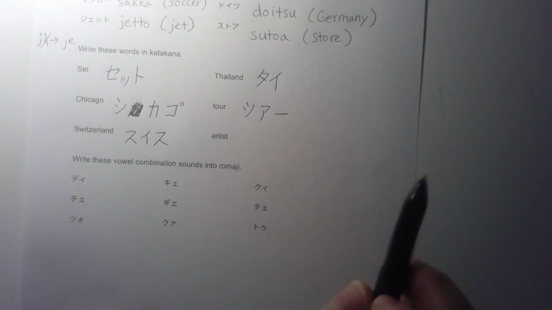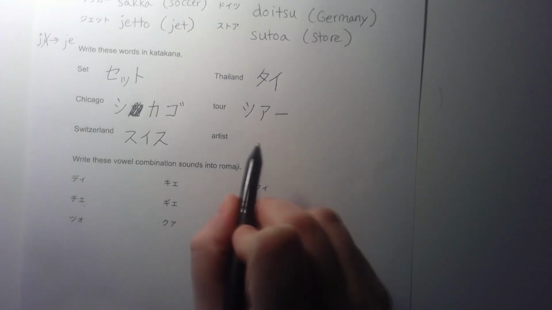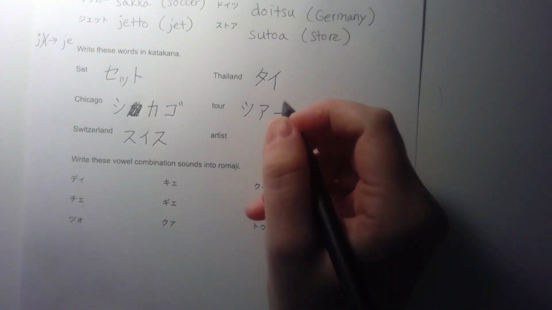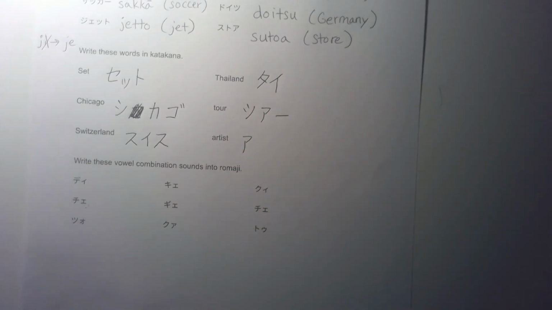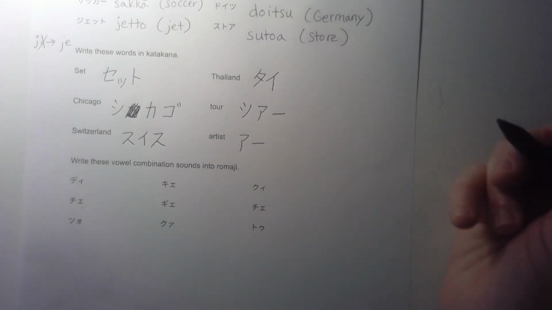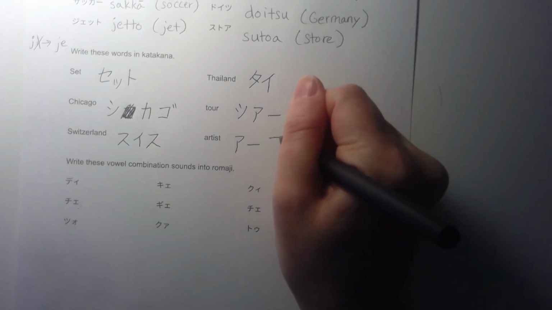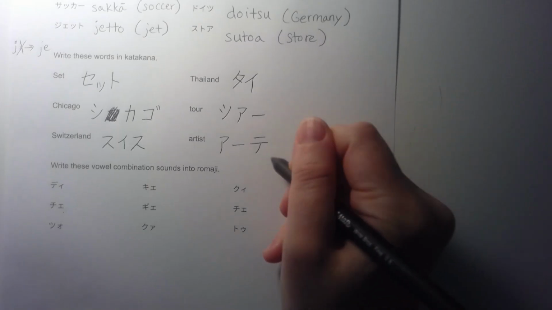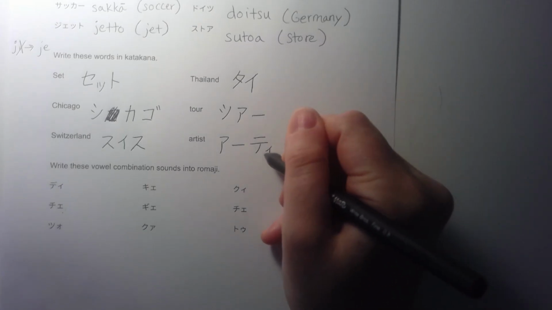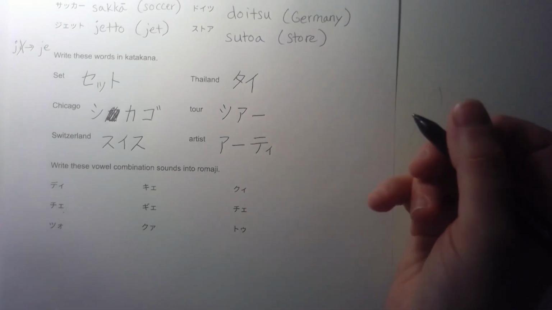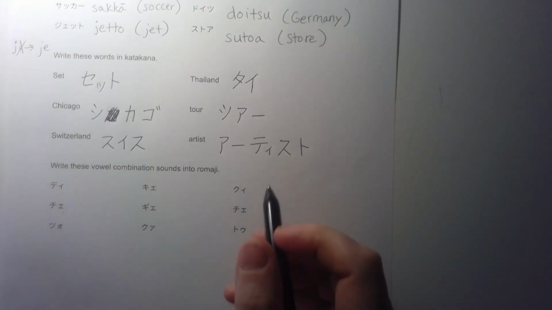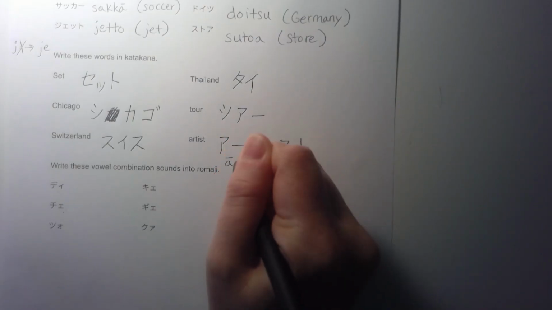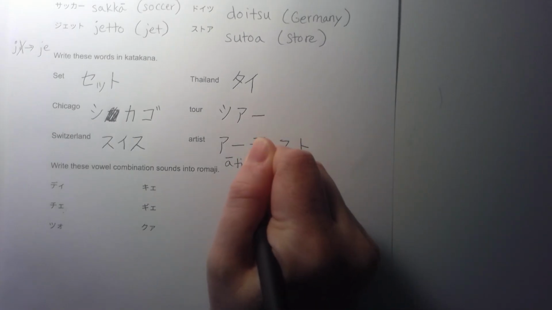Alright, this one's a little more involved. Artist, aatisuto. Okay, we start with a, make a long sound. We have to write te, and then a small i to make a ti sound instead of te. Su and to. So a, ti, su, to.